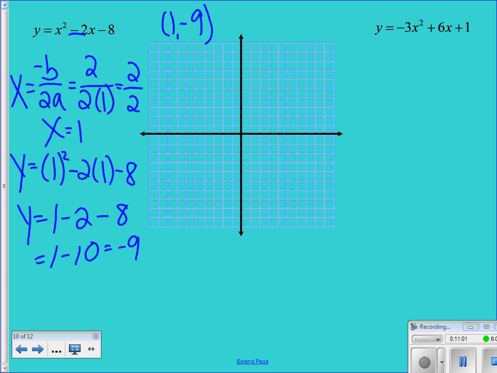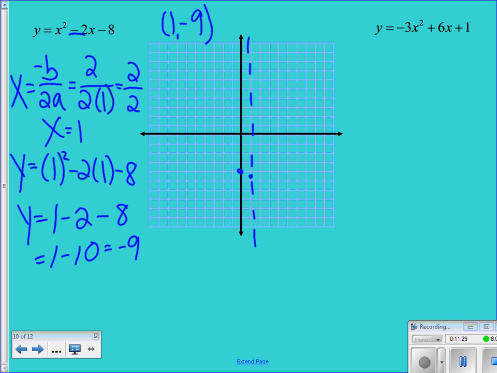So let's go ahead and plot the vertex together. Let's let our x's go by 1s and our y's go by 2s. So we're going to go 2, 4, 6, 8, 10. So halfway between 8 and 10. We want to go negative though, so we're going to go down from 1: 2, 4, 6, 8, 10. So halfway is our negative 9. My y-intercept is at negative 8. So that's here. So here is my axis of symmetry going down through that vertex.